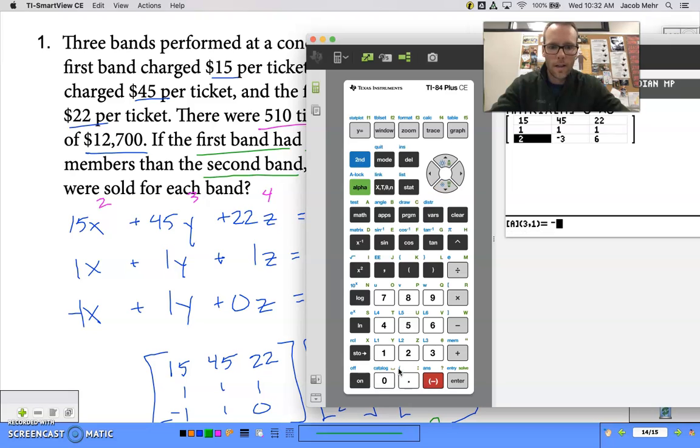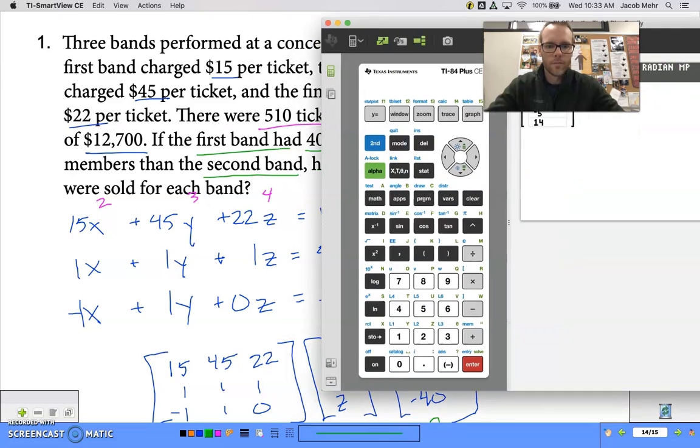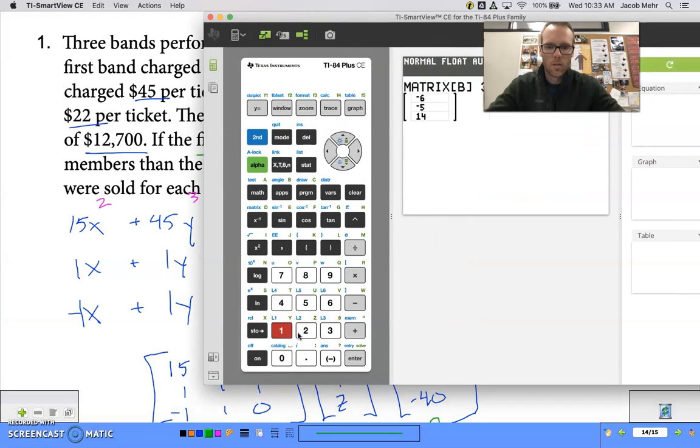All right, negative 1, 1, 0. All right, matrix A is ready. Let's edit matrix B. Let's bring that down to a 3 by 1. Numbers for that. There we go.